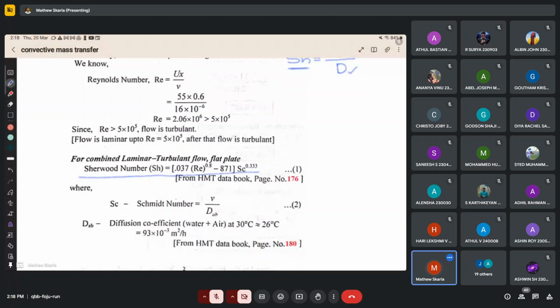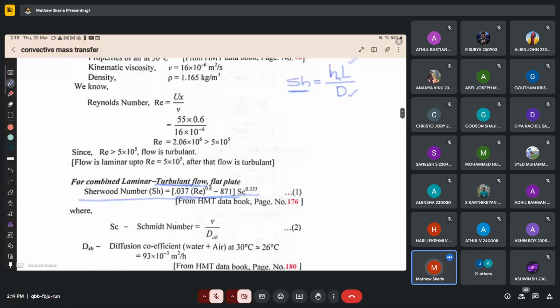So we have to decide whether the flow is laminar or turbulent. So here in this problem, it is a turbulent case. So the expression is Sh = (0.037 Re^0.8 − 871) Sc^0.33. Okay, so how will we determine whether the flow is laminar or turbulent?